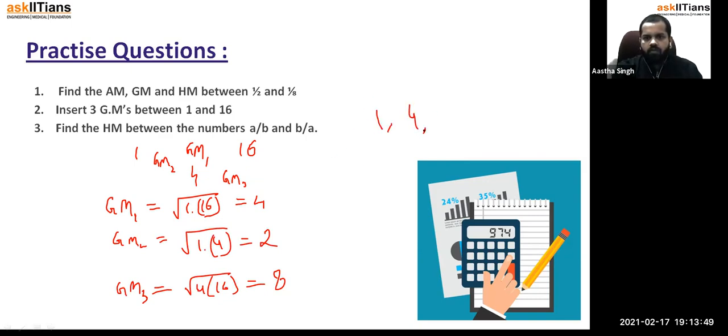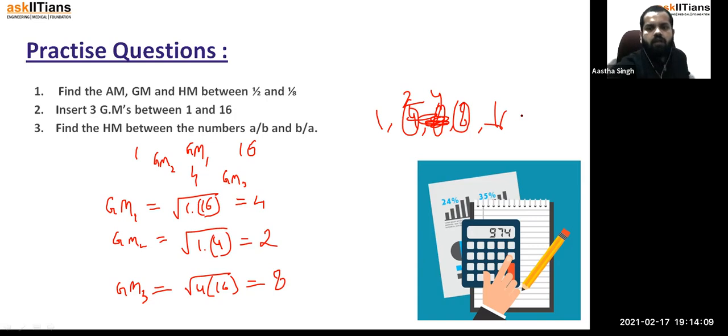1, 4, 2, 8, these are your geometric means. So 1, 2, 4, 8, 16. 1, 2, 4, 8, 16, right? Because this ratio is the same. The ratio R is your 2, right? The answer is also the same: 2, 4, and 8, right?